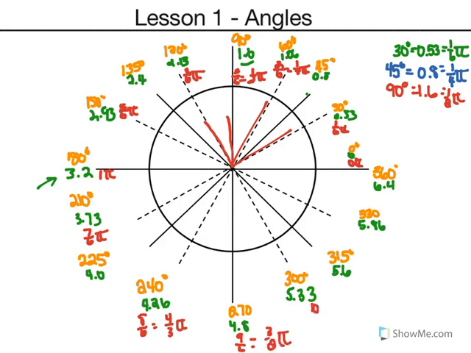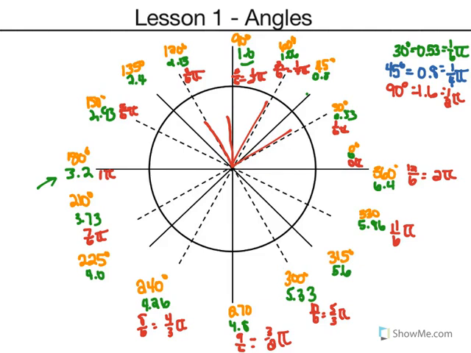Then you would have 10/6, which is 5/3 pi. Then 11/6, which is just 11/6, and 12/6, which is 2 pi. So you're just counting. That's all fractions are. Now we're going to do our 45s.